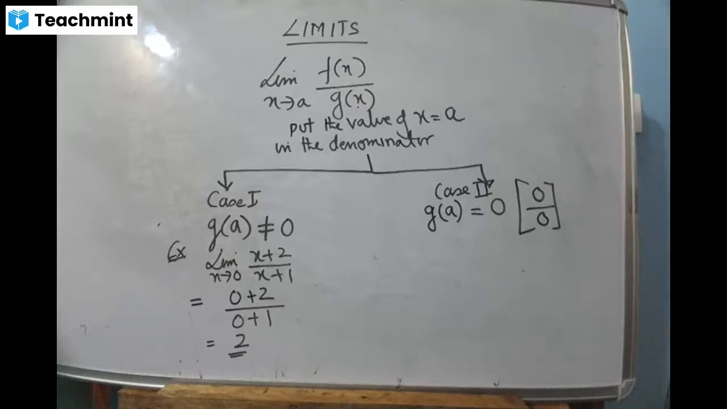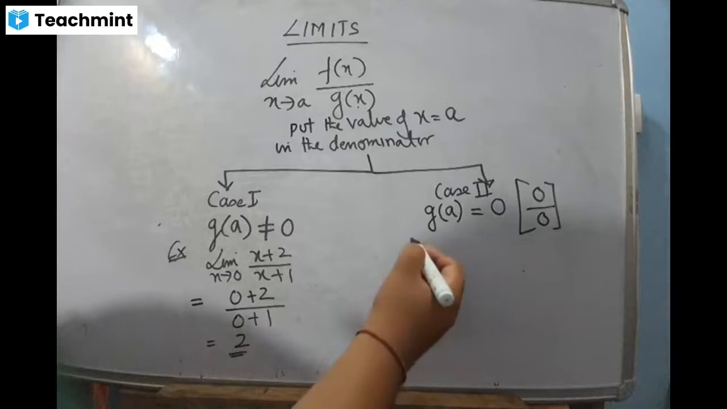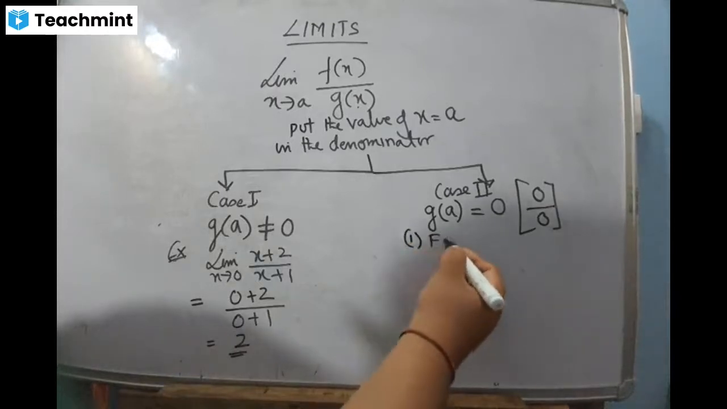Okay. So what are we going to do in this case? The main objective is to remove 0 from the denominator. And I will teach you 4 methods to remove 0 from the denominator, because if you remove 0 from the denominator, then we can simply remove the limit and put the value of x, and that becomes your answer. So these are the methods to remove 0 from the denominator. Number 1 is factorization.